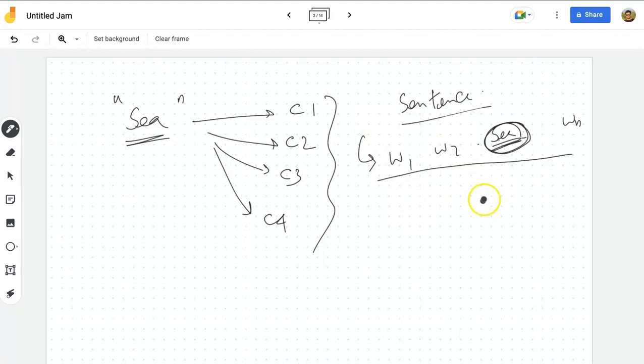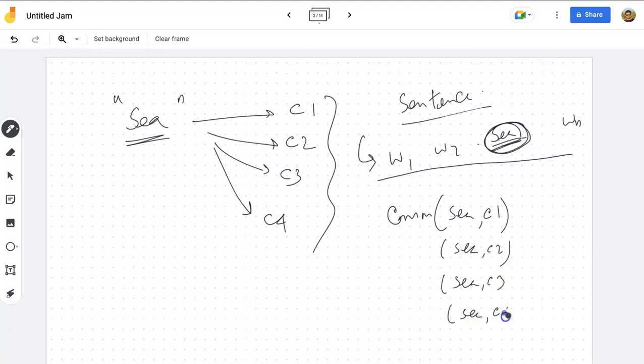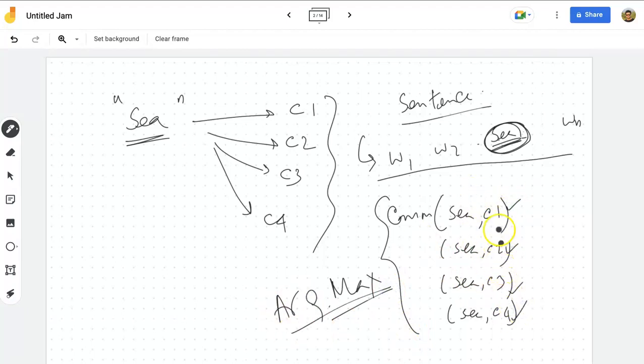So how will you disambiguate? We will check the commonness with C1, with C2, with C3, and with C4. Which one will give the maximum value? Among all these, we choose that one. Basically it's the argmax: among these four links, whichever gives the maximum value, we link this C with that link only.